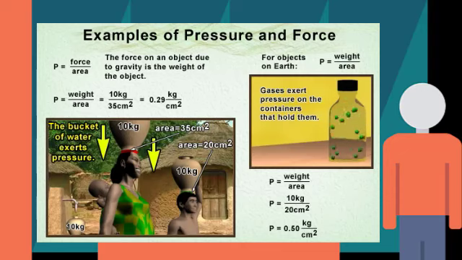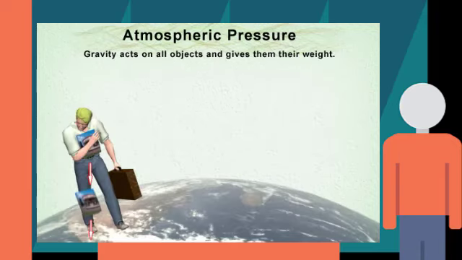Gas pressure is due to all the gas particles colliding with the inner surface of the container in which they are held. These gas particles are moving in all directions, and therefore gases exert pressure in all directions. In the previous two scenes, you saw that gravity acts on all objects and that the measurement of an object's mass with respect to the pull of gravity gives an object its weight. This weight divided by the area over which it acts is known as pressure.